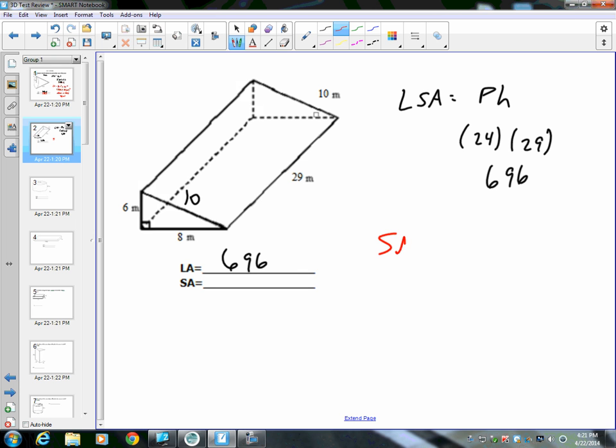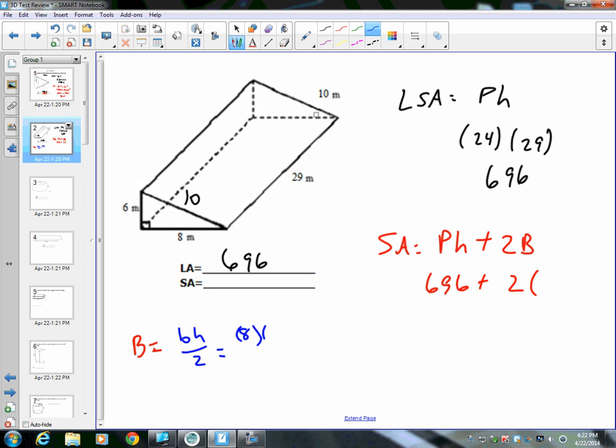Next, we're going to do total surface area, SA. Our total surface area for a prism is PH plus 2B. So PH we already found was 696. Big B, if you remember, stands for area of the base. So we're going to do that separately over here. Area of the base. The base, again, is a triangle. To find the area of a triangle, we said base times height divided by 2. Base is 8. Height is 6. And then we divide that by 2.